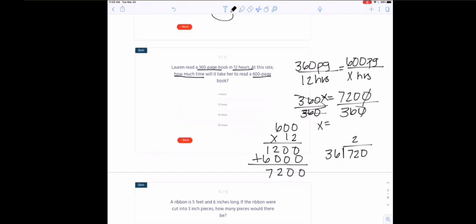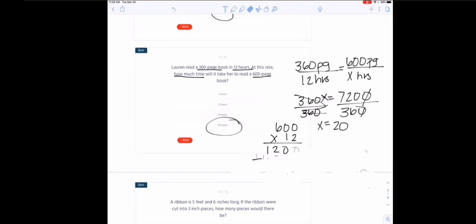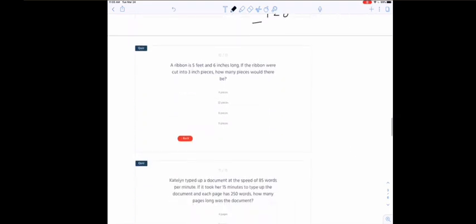36 goes into 72 2 times. 36 times 2 is 72. 72 minus 72 is 0. But I have to bring down a 0 still. So 36 goes into 0, 0 times. 36 times 0, 0. Nothing else to bring down. So x equals 20 hours. Okay? I hope you got that. When you're ready, I'm going to move on to the next one.